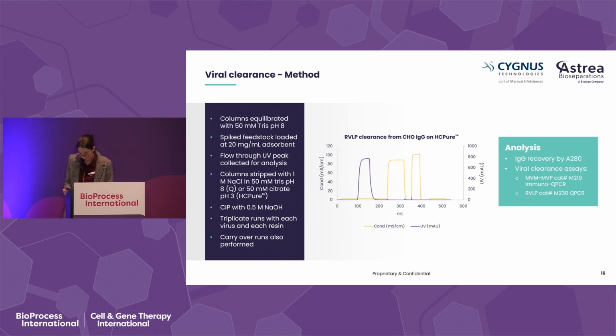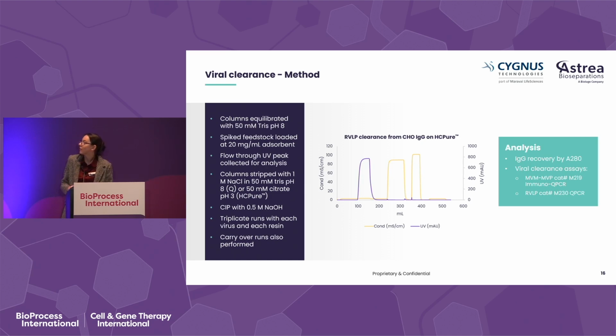So to actually perform the viral clearance runs, Cygnus spiked in the spiking agents, either the mock MVM or the RVLP, and then ran triplicate column runs on each of our adsorbents. Both were run in flow-through mode, so they collected the UV peak and analyzed that peak for IgG recovery and also for the viral clearance as well.